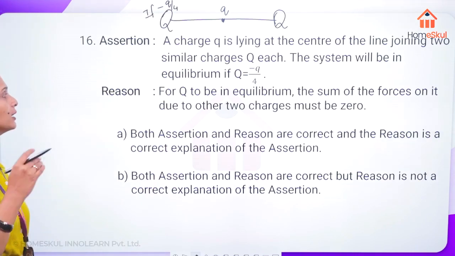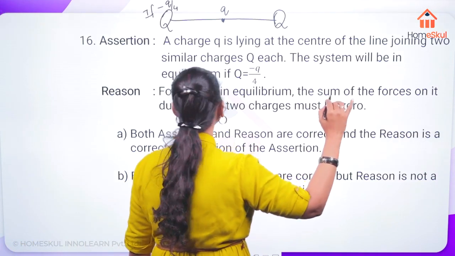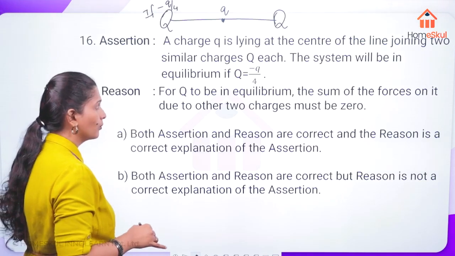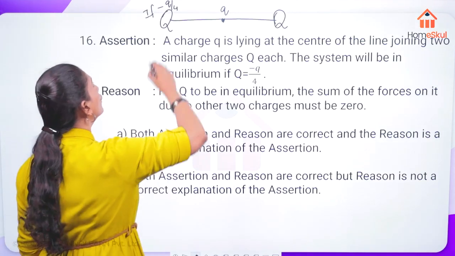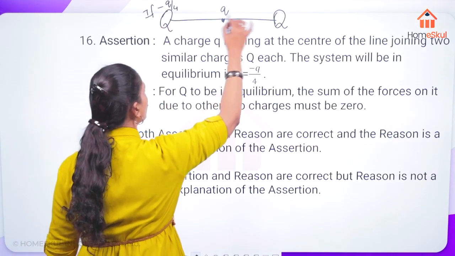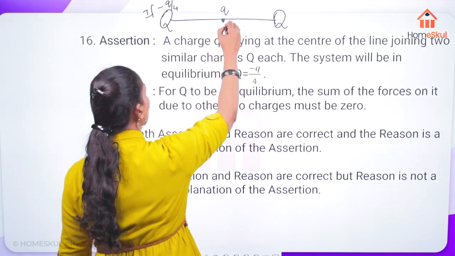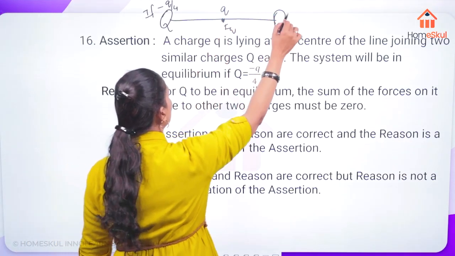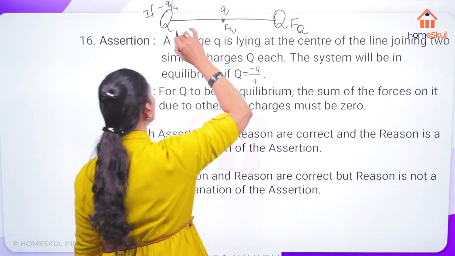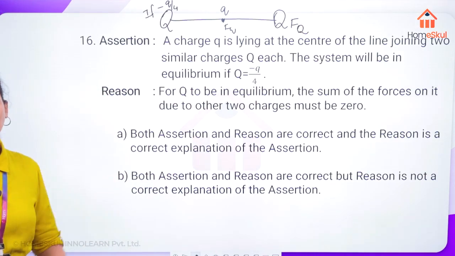And the reason given is, for q to be in equilibrium, the sum of the forces on it due to the other two charges must be 0. So it is saying that for q to be in equilibrium, the sum of the forces on it due to these two charges should be equal to 0. That is, if the force exerted by this charge is Fq and the force exerted by this charge is F capital Q, then Fq plus F capital Q should be equal to 0. Then small q will be in equilibrium. This is what the reason says.